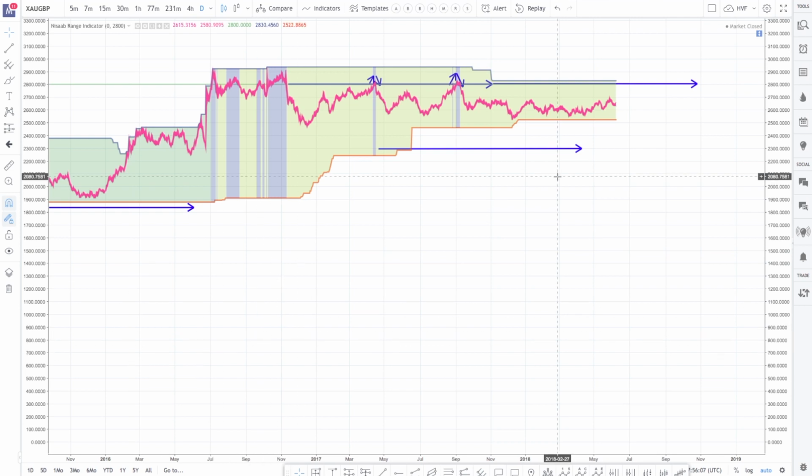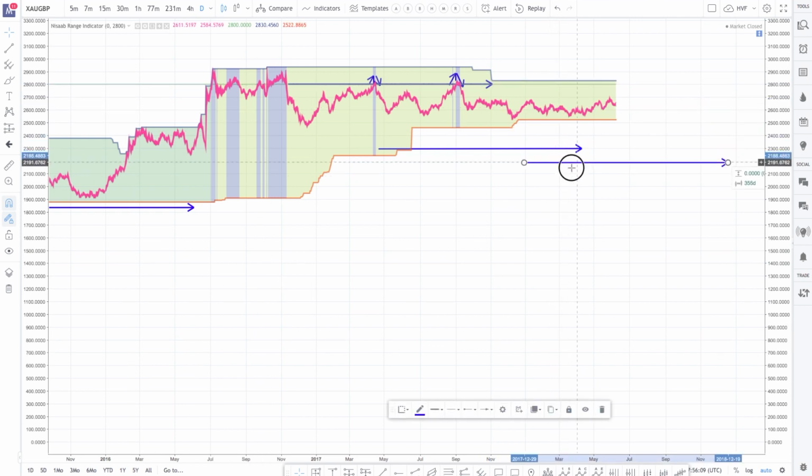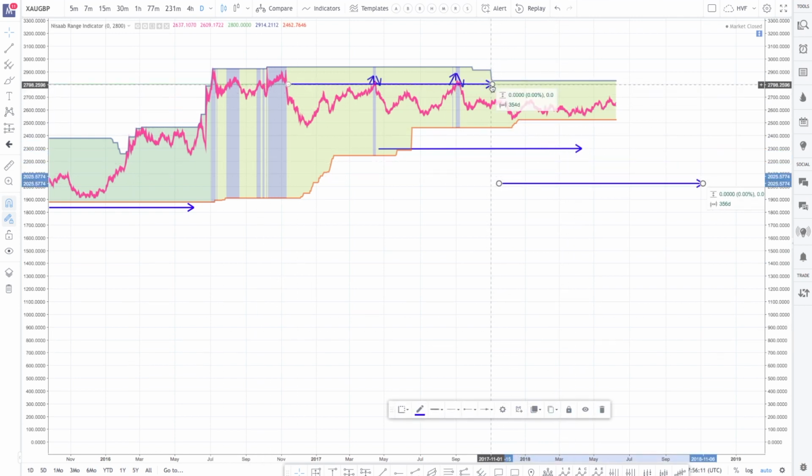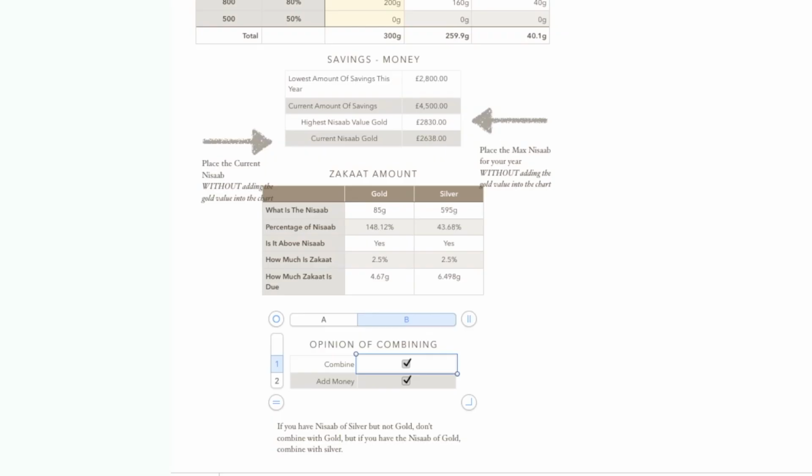So if you're working backwards and you wanted to know how much zakah did I owe right here, you need to know the value of gold at this particular point in time, at the 3rd of November, before you pay zakah. So 4.67 grams at the price of November.